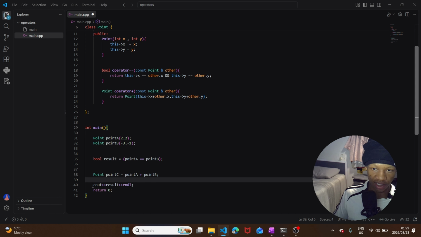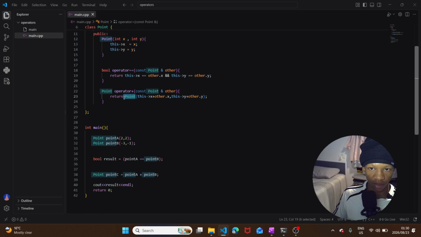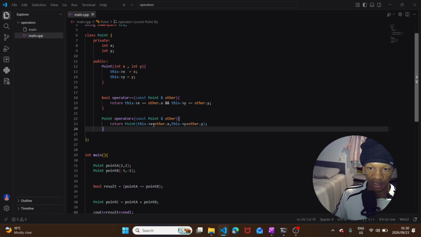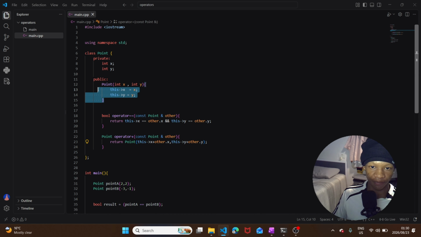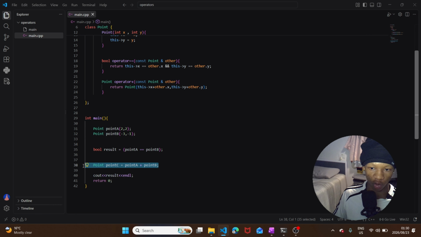So what we are doing, remember, is we receive the other point that's been passed in. What we're going to say is return point. Remember we want to return a point, so this is matching this. When we do that, we're going to pass in the sum of the x values and the sum of the y values. And then this constructor is going to be called automatically for point C.